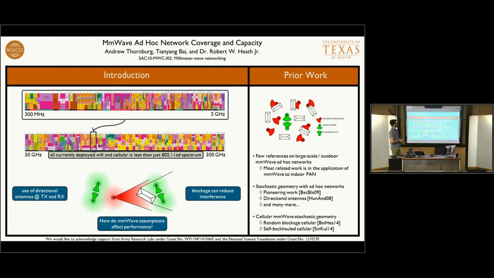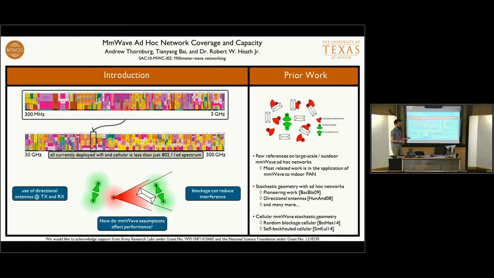So we wanted to motivate millimeter wave networks in terms of the amount of bandwidth that is available. All currently deployed bandwidth from 300 megahertz to 3 gigahertz fits in this very small portion of the millimeter wave spectrum that is the 802.11ad ISM band. So with that massive amount of bandwidth that's available down here, what can we do with it? And what type of millimeter wave assumptions affect the performance?